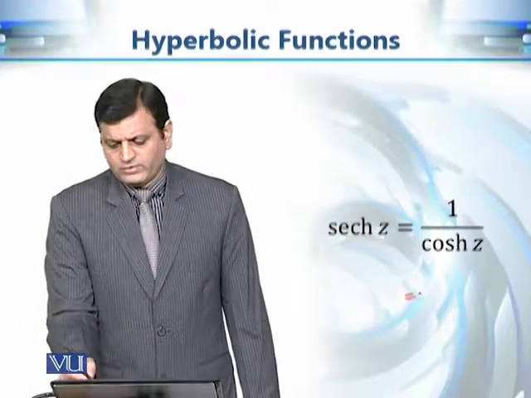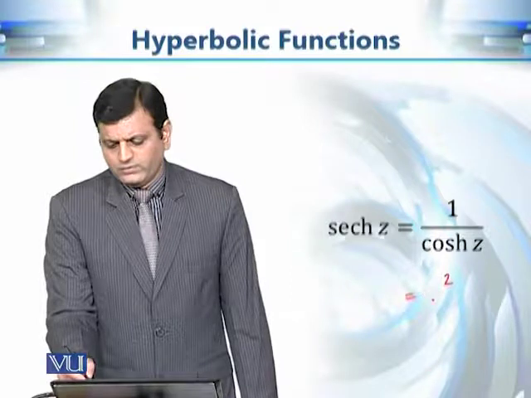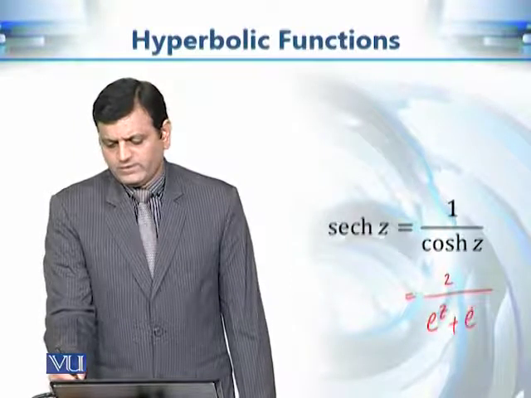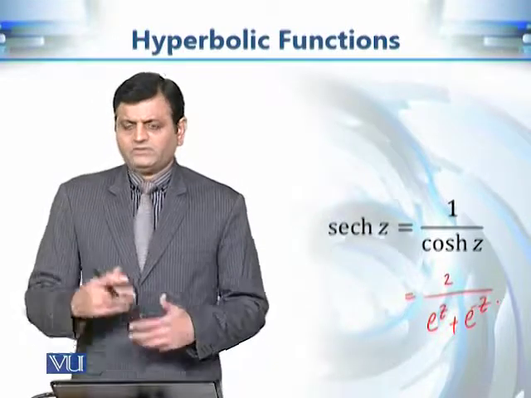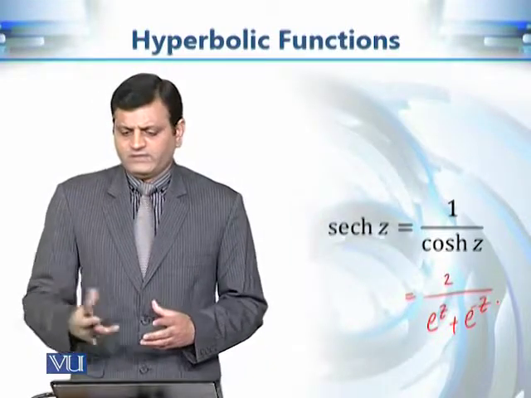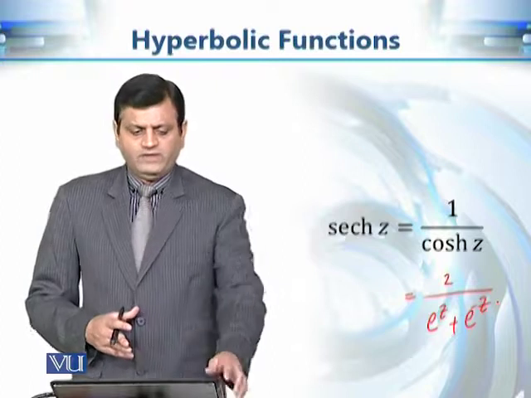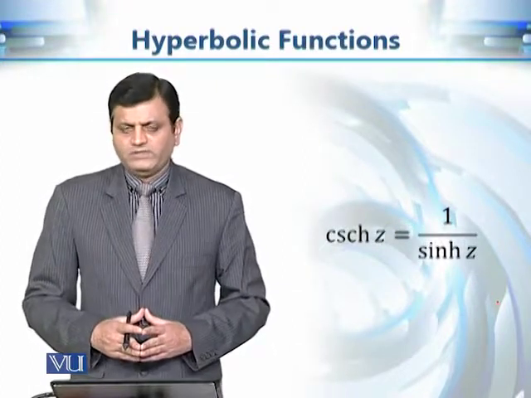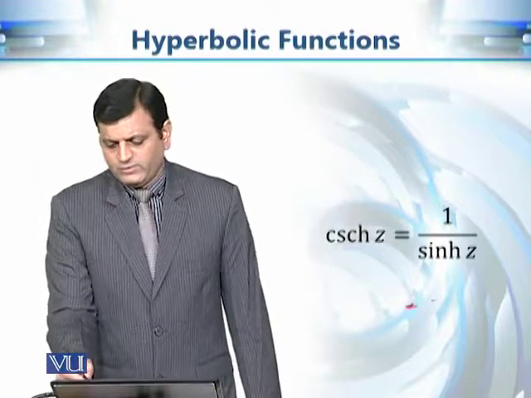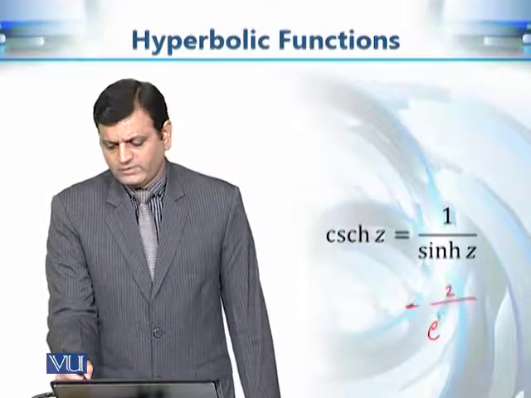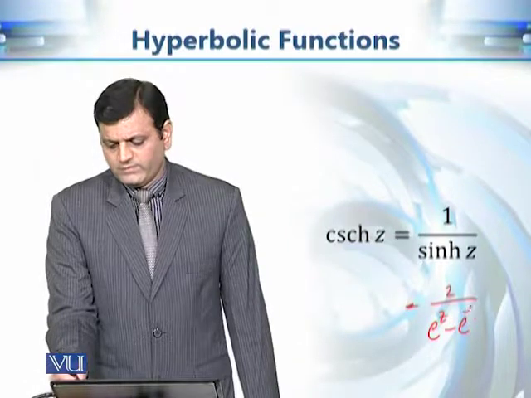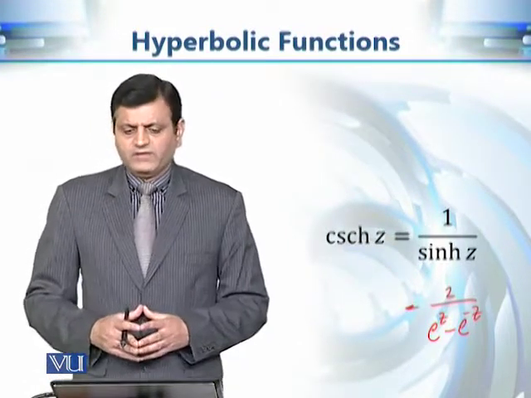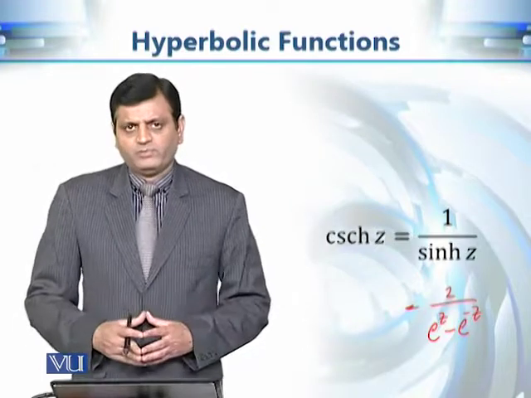Of course, this is going to be equal to 2 over e raised to power z plus e raised to power minus z. So just invert the value of cosine hyperbolic z, and similarly if you invert the value of sine hyperbolic z, you'll get the value of cosecant hyperbolic z. So this is going to be equal to 2 over e raised to power z minus e raised to power minus z. So that's how we define complex hyperbolic functions.